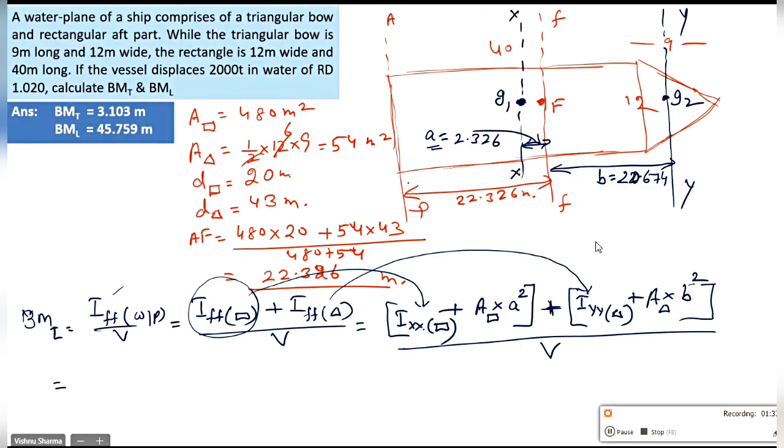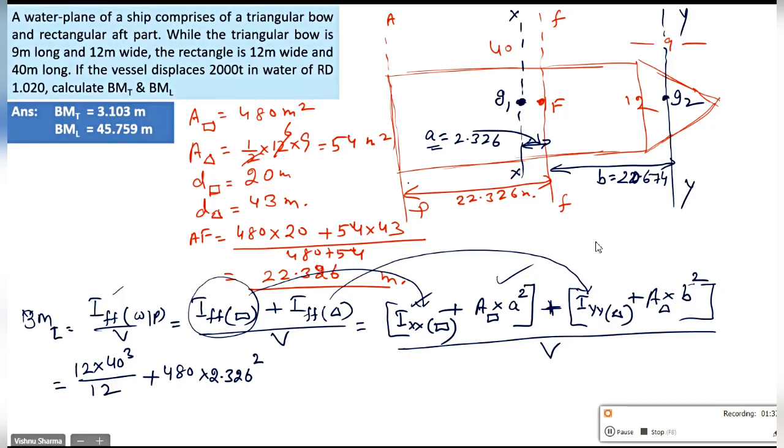So guys, what is IXX of the rectangle? Look at the diagram. Give me the values. What to multiply with what? IXX of the rectangle. Look at the diagram. 40 into 12 cube? No. 12 into 40 cube, by 12, is this value. Yes or no? Yes. Area of the rectangle we have already calculated, 480, written on top. A is already on the diagram, 2.326 square. So this also put.